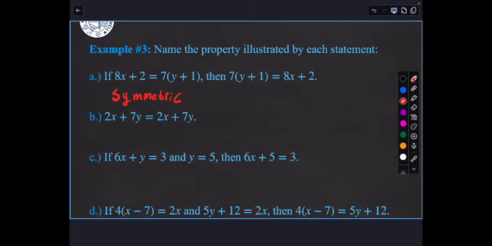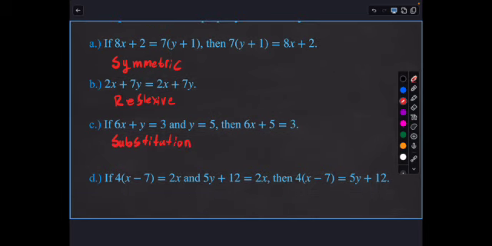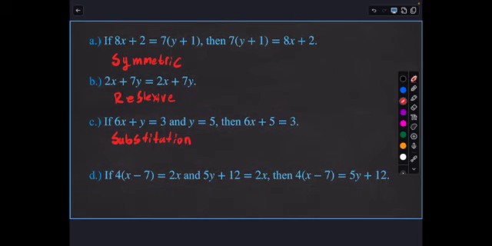Second one. Well, 2x plus 7y equals 2x plus 7y. That's the same, so that would be reflexive. Just be able to recognize which one we are actually using. If we know that 6x plus y equals 3, and y is equal to 5, then 6x plus 5 equals 3. Substitution, right? We put it in place of the y value. So this is substitution. You kind of got an extra example with the explanation up there.